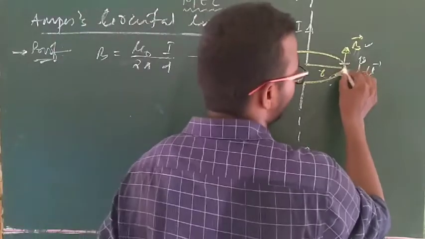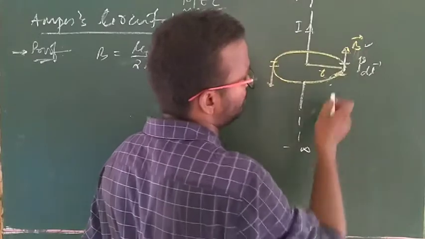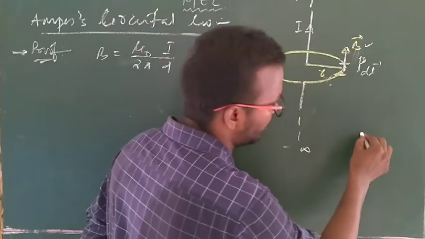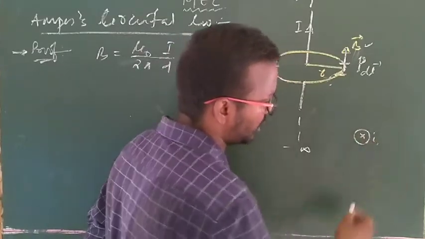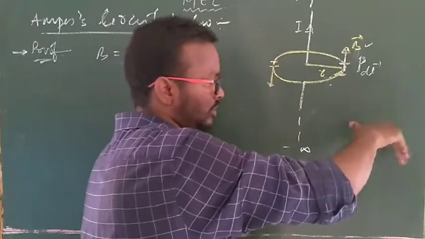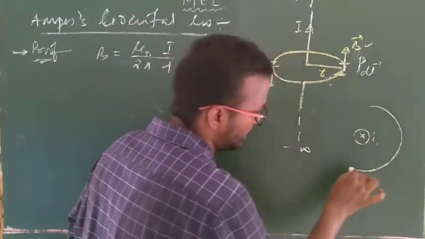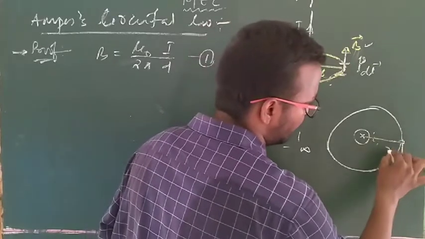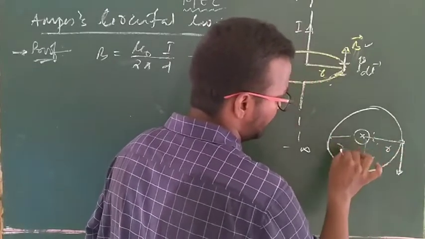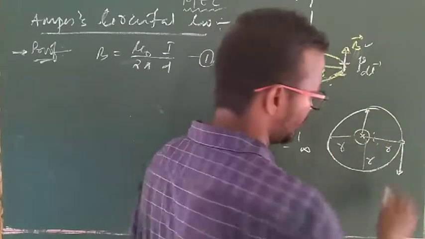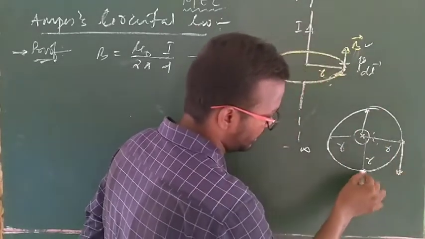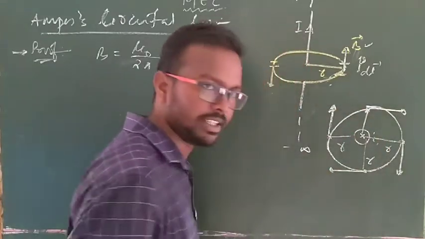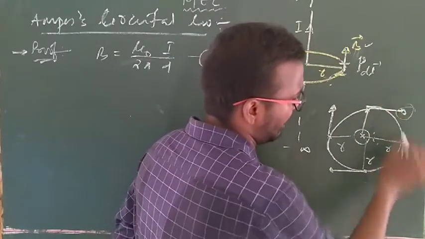That means at this point the magnetic field is in the inward direction, and at this point it is in the outward direction. If there is a current carrying conductor with current flowing in the inward direction, then by the right hand thumb rule the magnetic field circulates in this way. This distance is r, and this distance is r, and this distance is r. So at this point the magnetic field is downward, and at this point in this direction. Clear? But the directions are not equal.